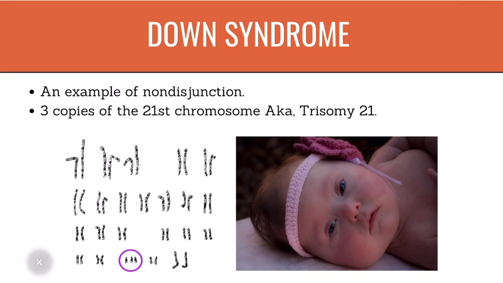A major example of non-disjunction is Down syndrome. So this is where you are going to get 3 copies of the 21st chromosome. And Down syndrome is also known as trisomy 21 because tri means 3. So we can see this circled in this child's karyotype, which, remember, a karyotype is just this picture of the chromosomes here. So in the 21st pair there is 3 instead of the normal 2.